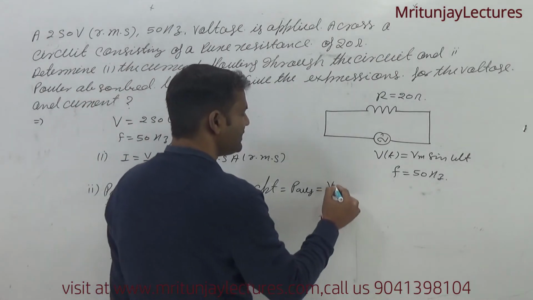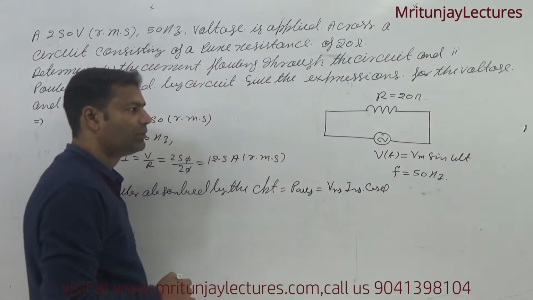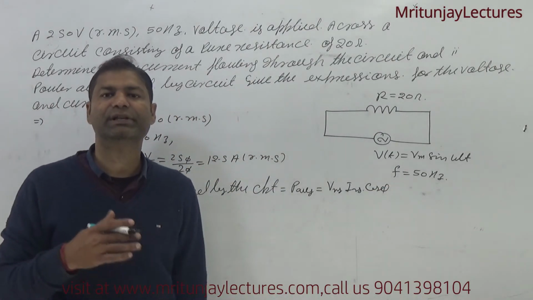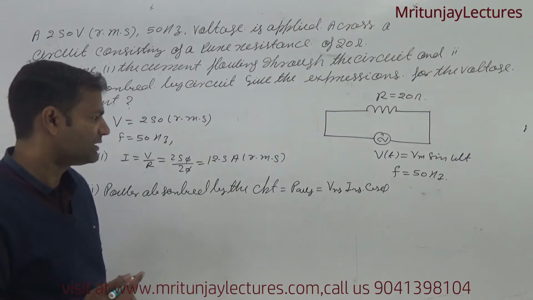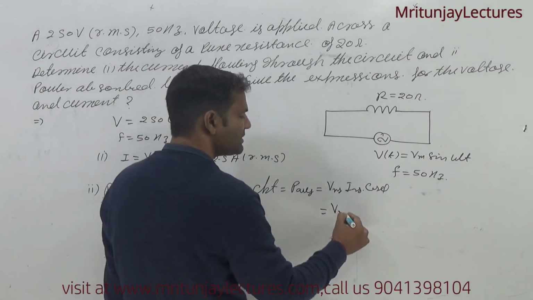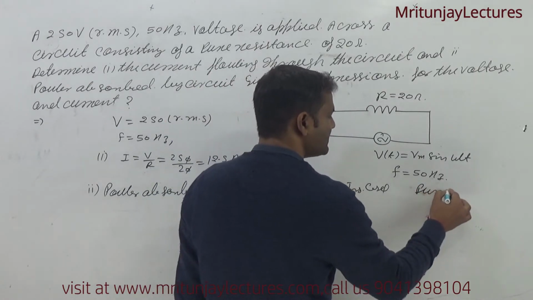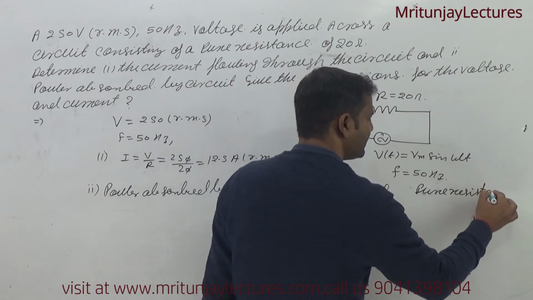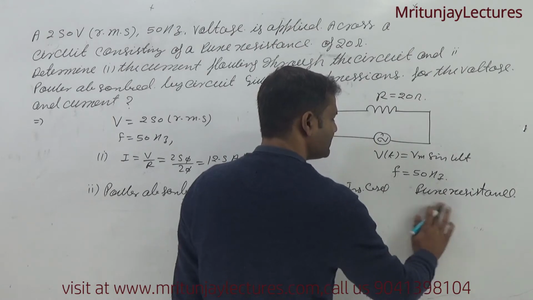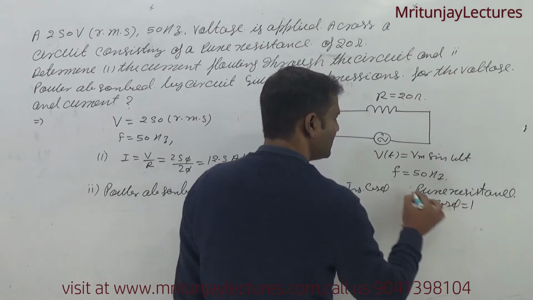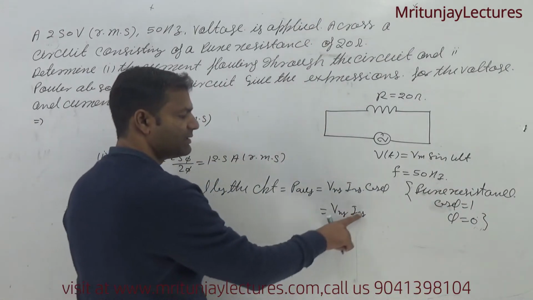I know that P average is IRMS into VRMS into cos phi. What about the angle between voltage and current? Here it is pure resistance, that's why the power factor will be unity, meaning cos phi equals 1 and phi is 0. That's why you can say it is VRMS into IRMS. Pure resistance means phi equals 0, so cos phi equals 1.